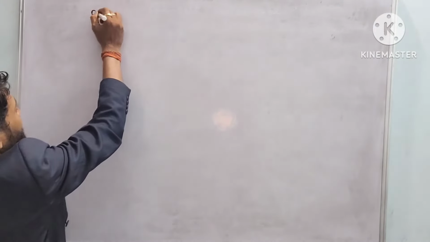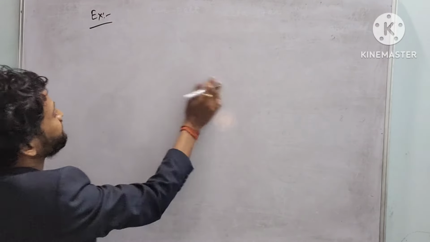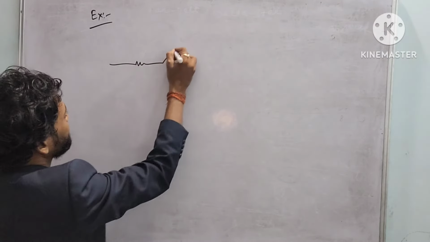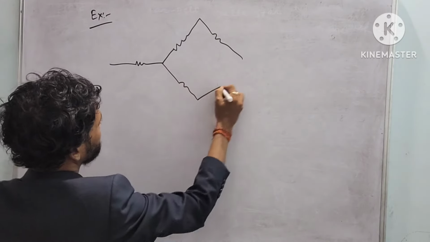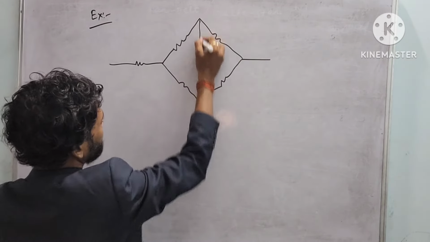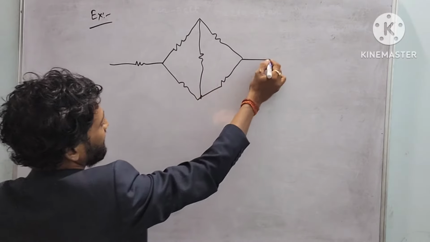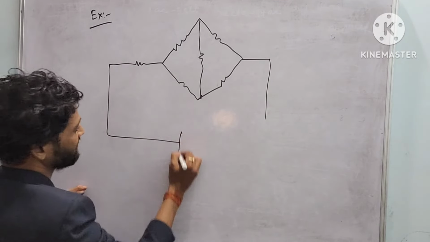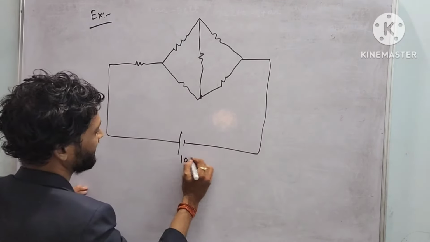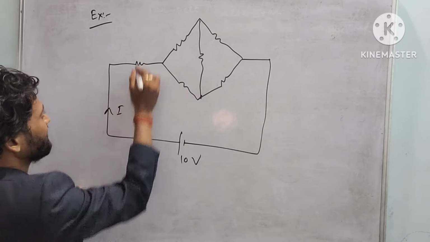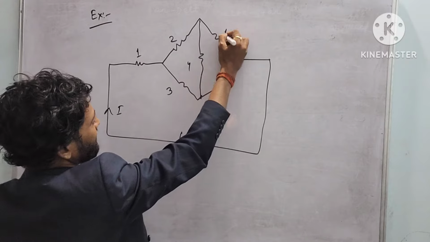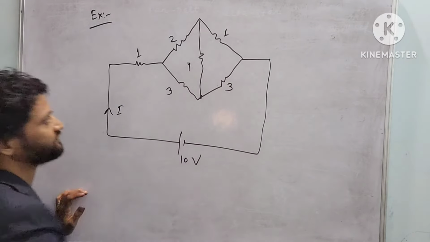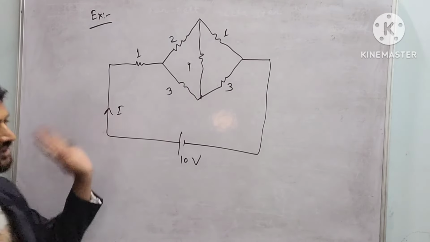Okay, let's look at one more example. Let this circuit be given to you, and the voltage is given as 10 volt. You have to find out the current. The resistances are 1, 2, 3, 4. Let them be 1 and 3. You have to find out the current.